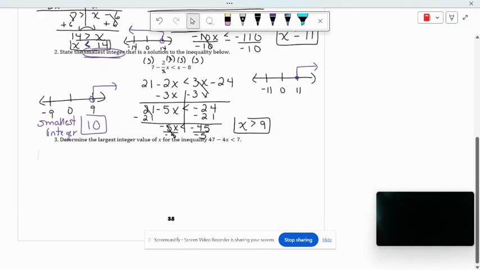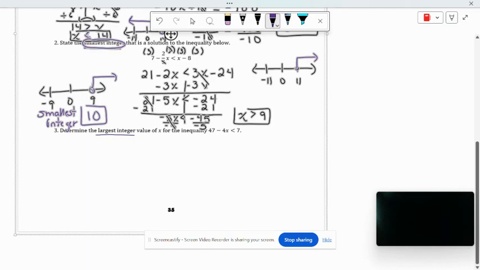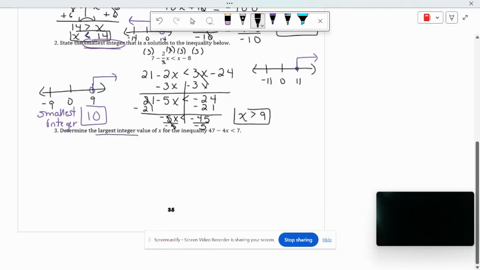Okay. In the next one, you're finding the largest integer. So we are doing the same thing we did. I'm drawing my line down. I'm going to keep the negative 4x where it is, but I'm going to subtract the 47 on both sides. So I get negative 4x is less than 7 subtract 47 is negative 40.